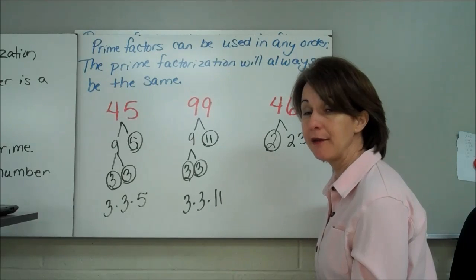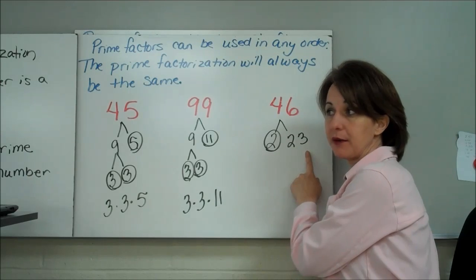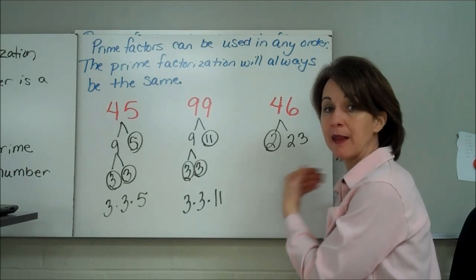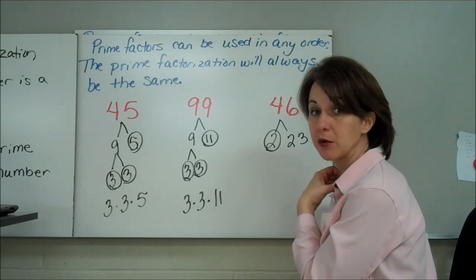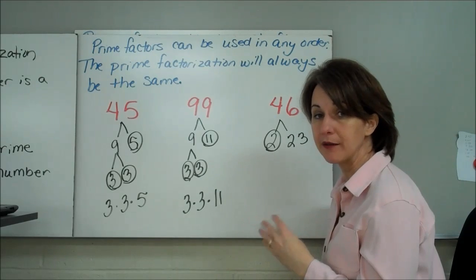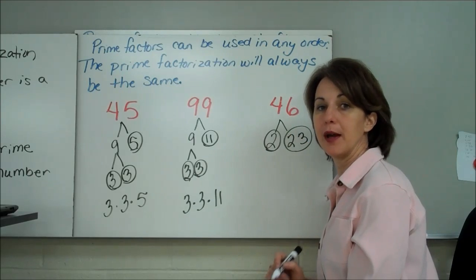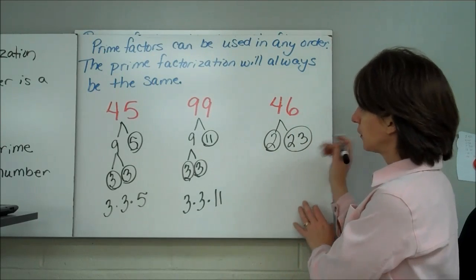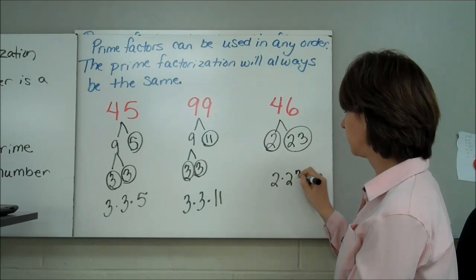The rule for 5 is that it has to end in 5 or 0. And this does not end in 5 or 0, so it cannot be divided by 5. My last one was 7. And when I say my 7s, 7, 14, 21, 28, 23 is not there. 2, 3, 5, and 7. If you're not eliminated by that and you're less than 100, then you are on the prime list. So the prime factorization of 46 is 2 times 23.